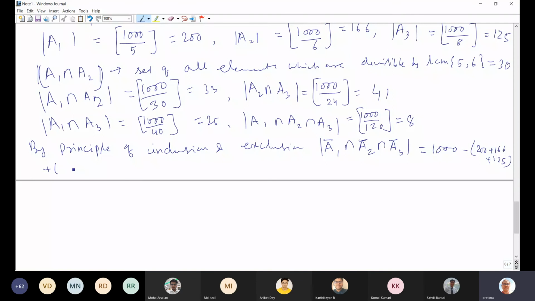Alternately, you will be taking the pairs. Now for the pairs, what are those numbers here? You have 33, then 41 plus 25, and then minus 8. Check this number, how much you are getting. Whether you are getting 600, verify. Yes, this is how we can apply the principle of inclusion and exclusion.